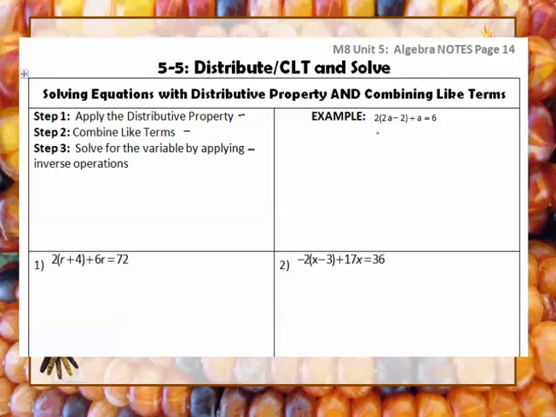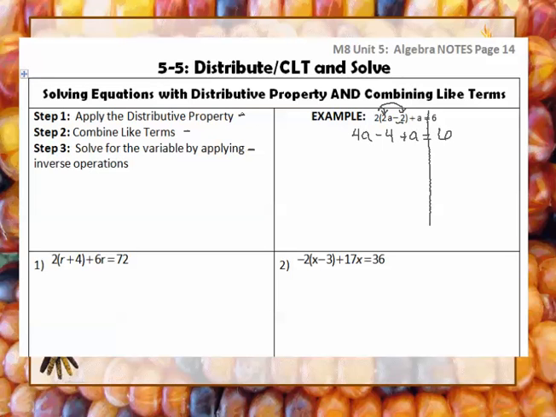If we look at the first example here, I have an equation I need to solve, so I'm going to draw my line down the middle. Do I have any distributive property? Yes, I do. I distribute the 2 to the 2a and the 2 to the negative 2. Remember, that's a negative. So 2 times 2a gives me 4a. 2 times negative 2 gives me negative 4. And I still have this plus a hanging out in the back, equals 6.